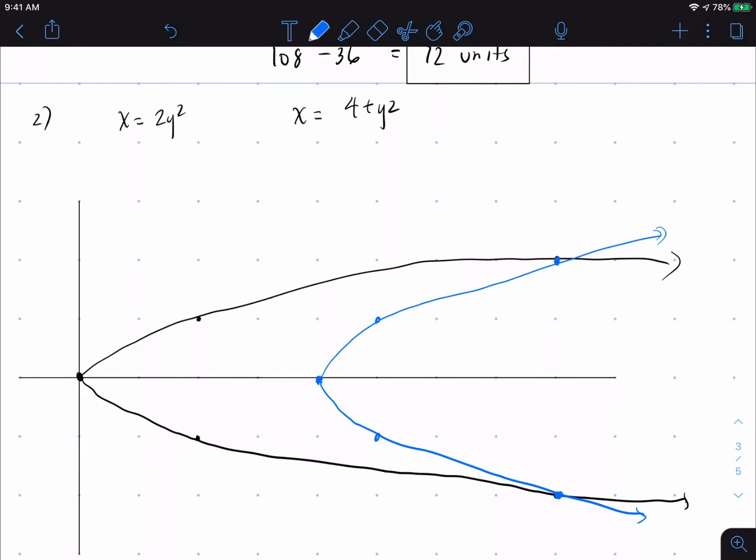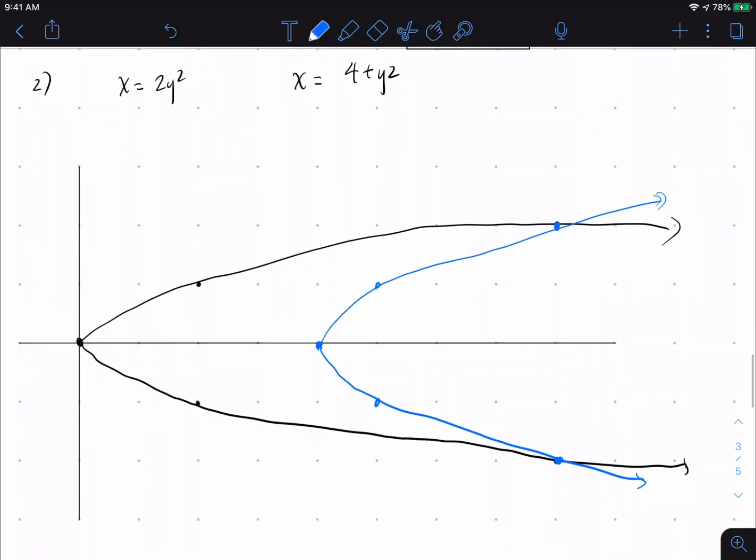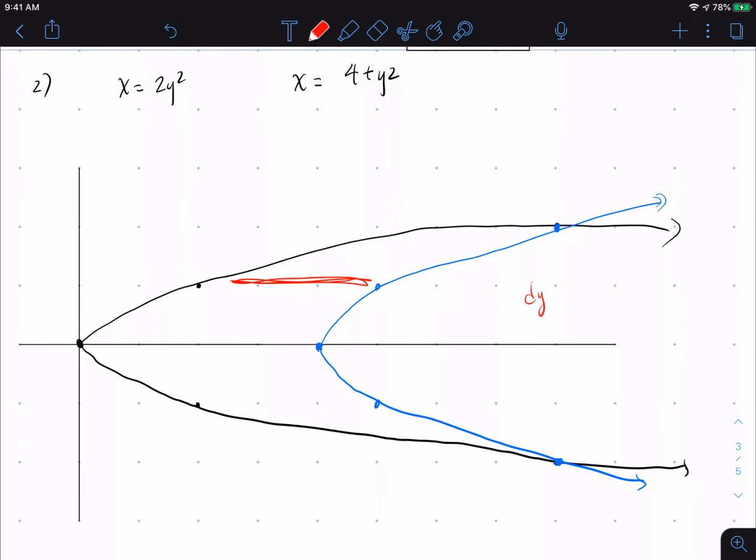Okay, so there's our picture. So is it a dy or a dx? It has to be a slice this way, right? Because if I did a vertical, the function x is equal to 2y squared would have hit itself. And so we know that this thing then has to be a dy because of the cross-sectional slice.